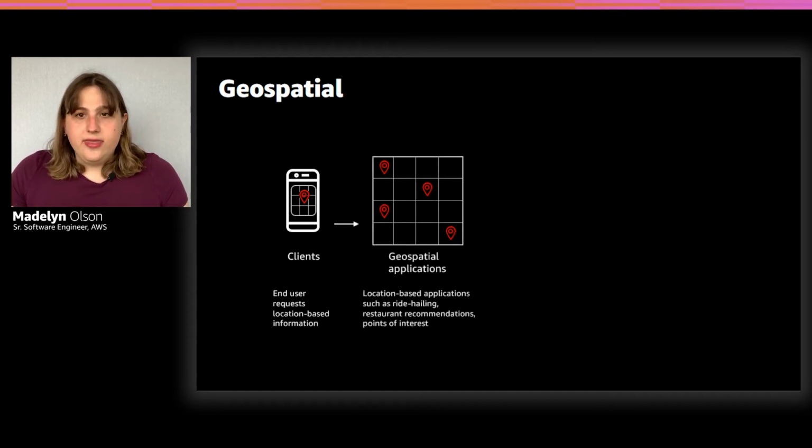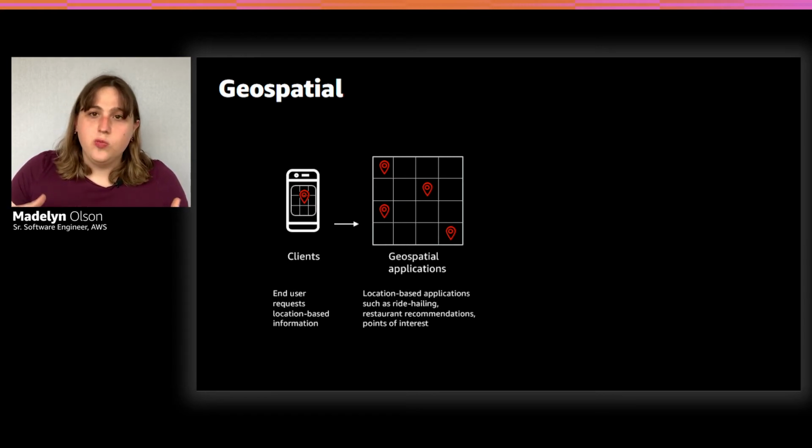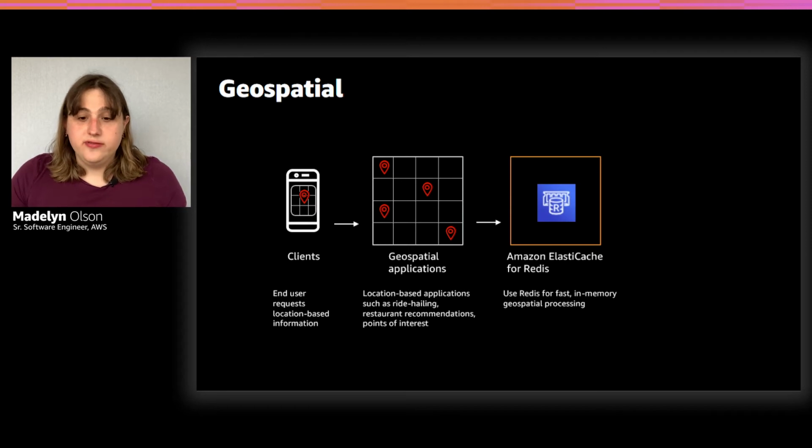Maybe you want to recommend them a nearby ride-hailing service, or a nearby point of interest, or a nearby recommendation. You want to have an efficient way of being able to say, hey, what is nearby to this user? And that's where Redis comes back into play, because it has very powerful and fast geospatial processing. So if you're able to quickly do a bunch of queries to figure out what's nearby, you can give them a bunch of recommendations without slowing down the end user.